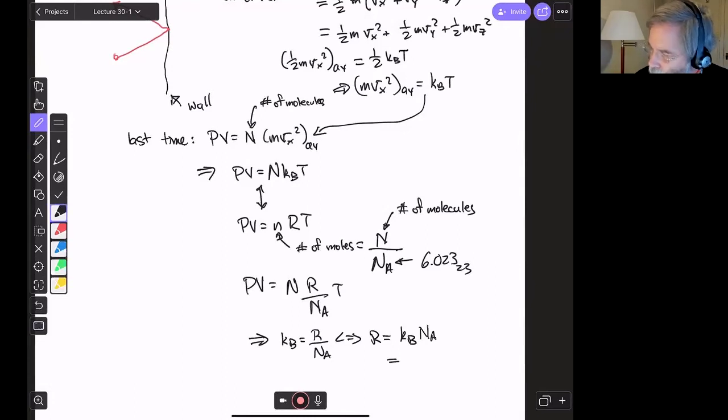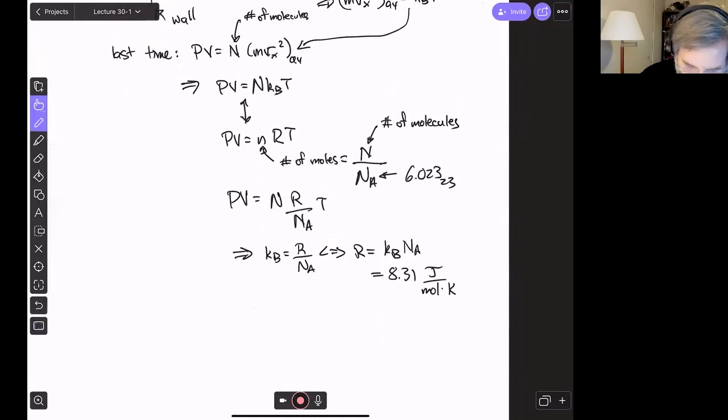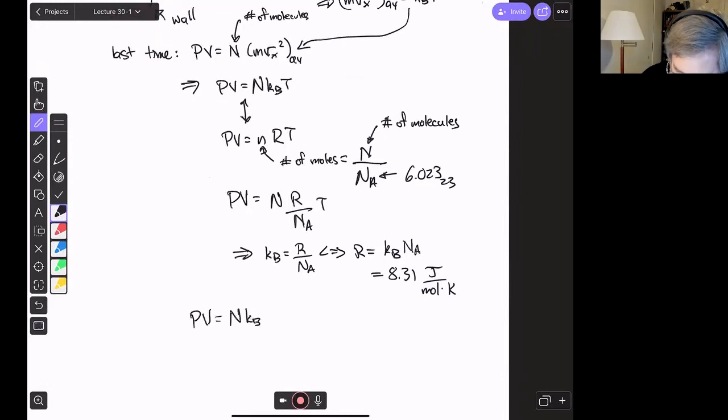And it has a numerical value of 8.31 joules per mole Kelvin. So when we write PV equals capital N kBT, I would call that the physicist version of the ideal gas law, because physicists usually want to think about the individual molecules. But we could also write it as little n RT. That's kind of the chemist's version of the ideal gas law, because chemists want to think about moles.